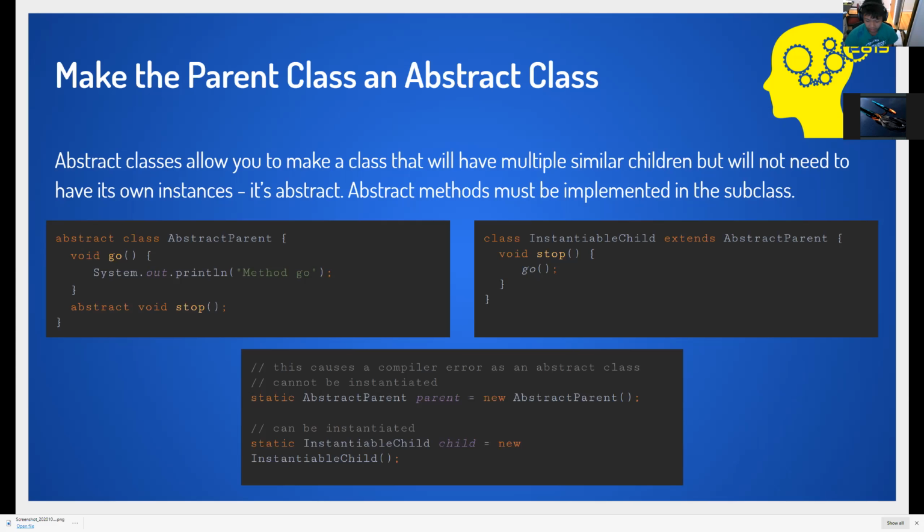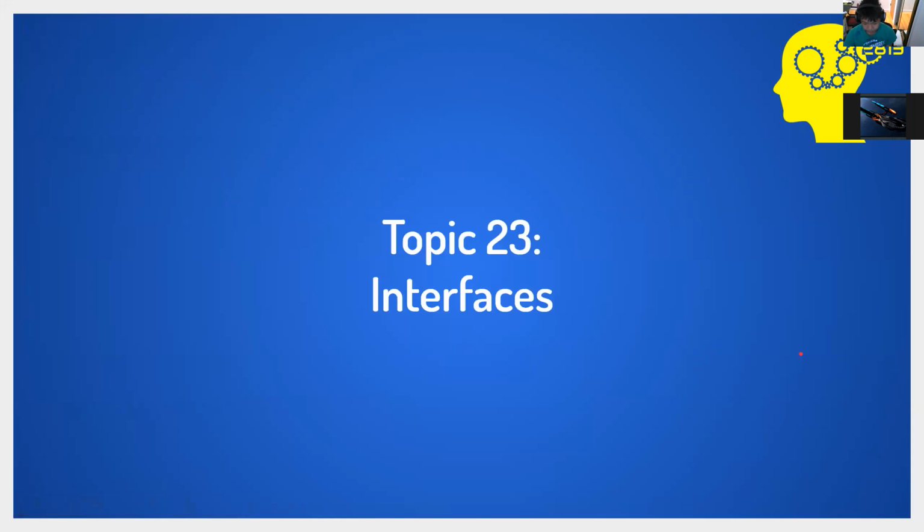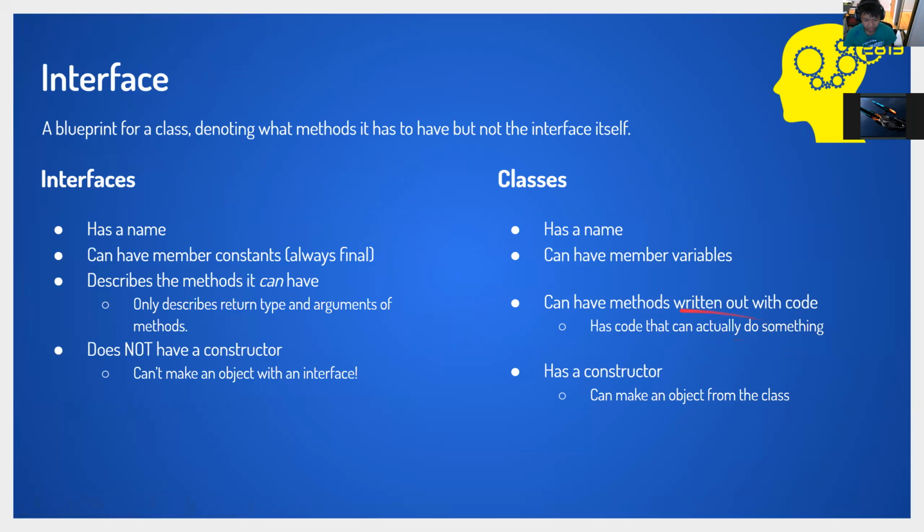So here in the abstract parent, we're able to say go, right? And because it's abstract and the word is there, you can't directly make an instance of it, but you need to make an instance of the child. The interfaces are very similar in that they all have a name. But member variables always have to be final in your interface, and you can only describe what methods it can have instead of what the methods actually do.